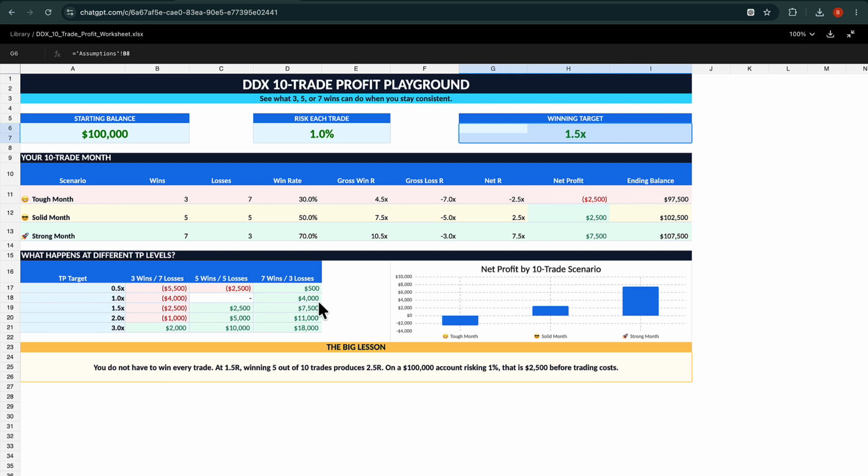So then we're going to the 1.5. I like this one because it's not too bad. So let's say they did 10 trades.